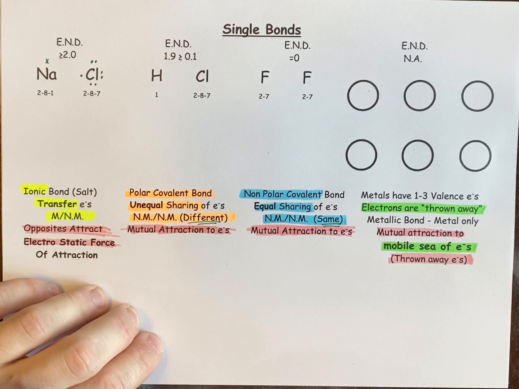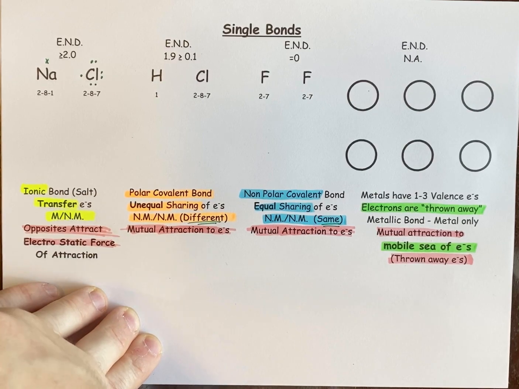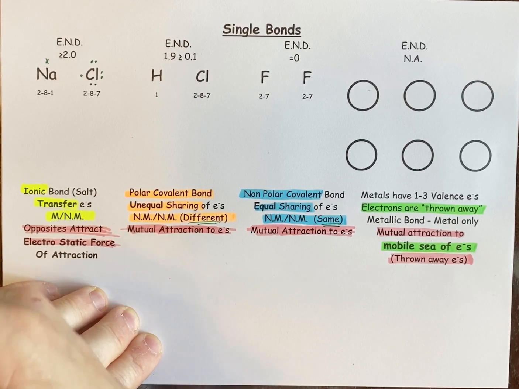And now let's take a look. So this happens when the electronegativity difference is greater than 2, but it also happens when you have a metal with a non-metal. It's another way of determining if you're dealing with an ionic bond. It's actually probably the faster and probably more accurate way.